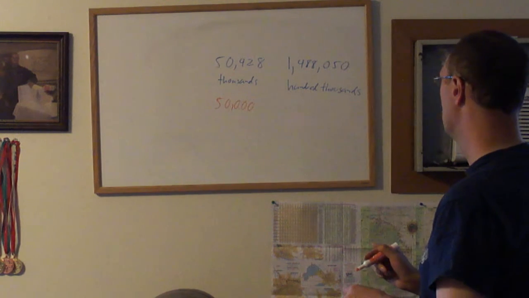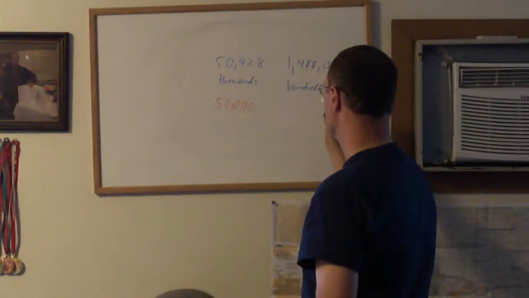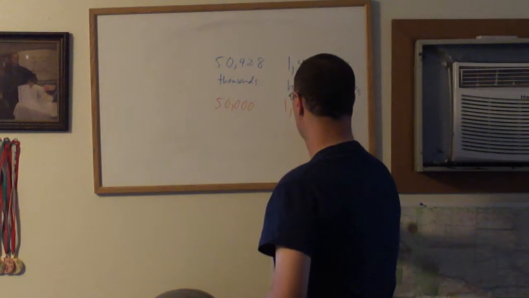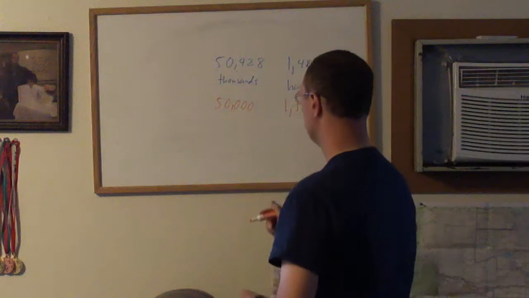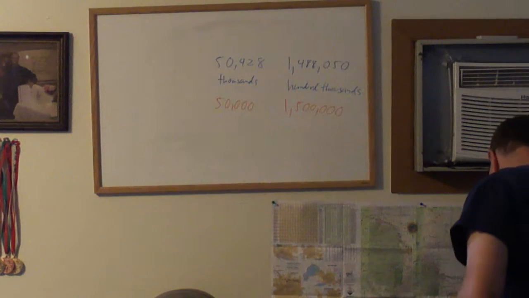Number two, 1,488,050 to the nearest 100,000. The 8 is a lot bigger than the 4, so it would be 1,500,000. And that is the answer for the two-question quiz.